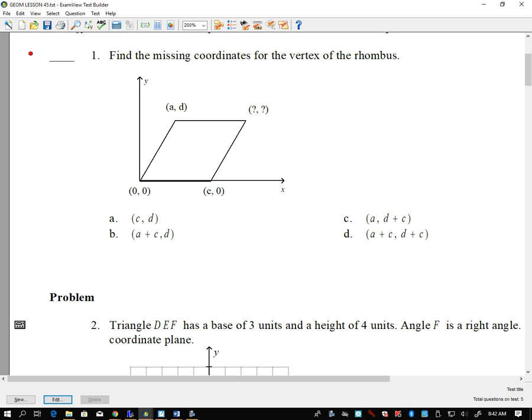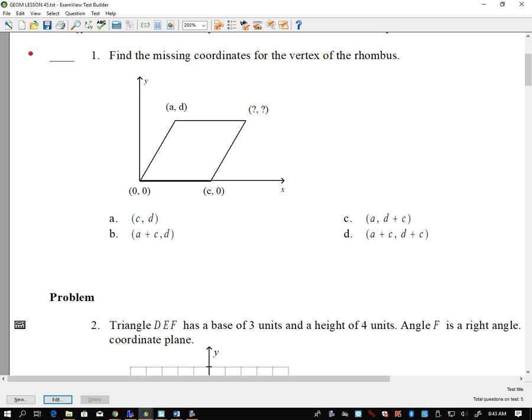A rhombus is a parallelogram, which means we know four things about it, because we know four things about all parallelograms. We know that opposite sides are congruent. We know that opposite sides are parallel. We know things about its angles. We know that consecutive angles are supplementary, so they add up to equal 180. We know opposite angles are congruent.